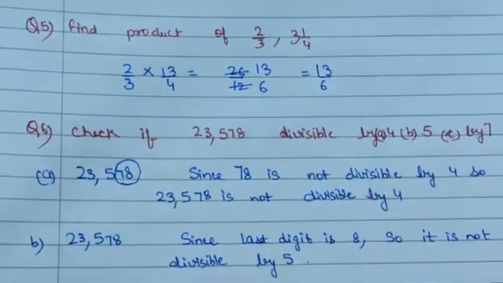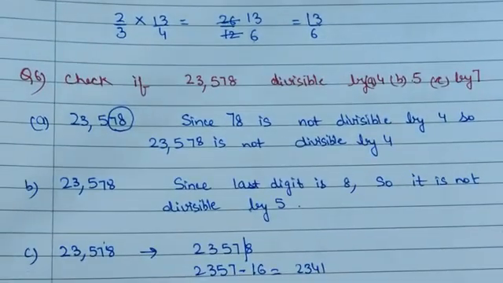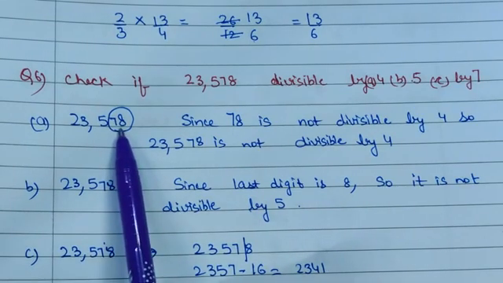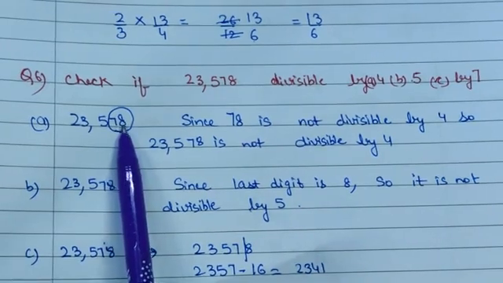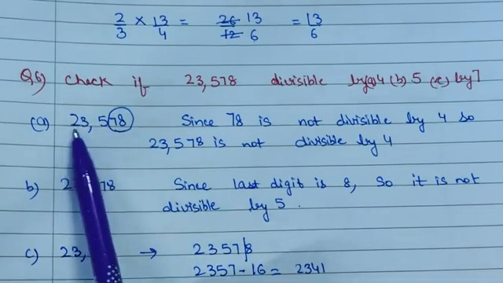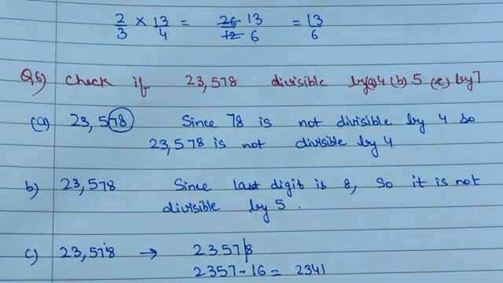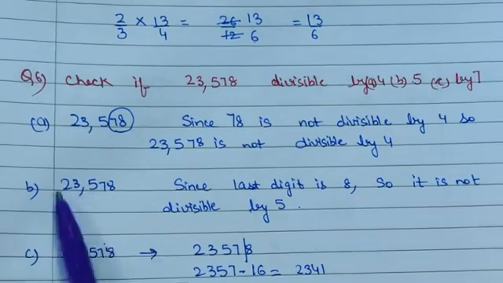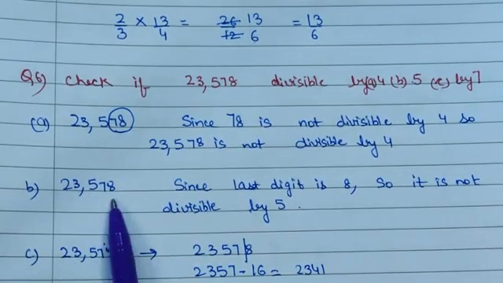Now we have to check in the next question whether the given number is divisible by 4, by 5 and by 7. Now for 4, we see the last two digits. The number formed by the last two digits is not divisible by 4. It means the whole number is not divisible by 4. Then for 5, we see the last digit, and the last digit should be 0 or 5. But here, since the last digit is 8, the number will not be divisible by 5.